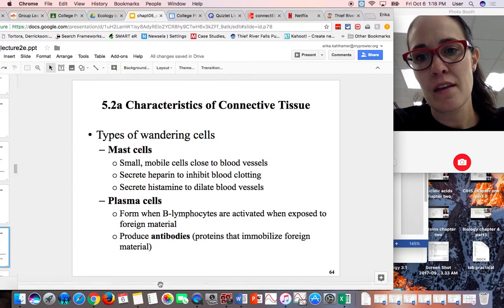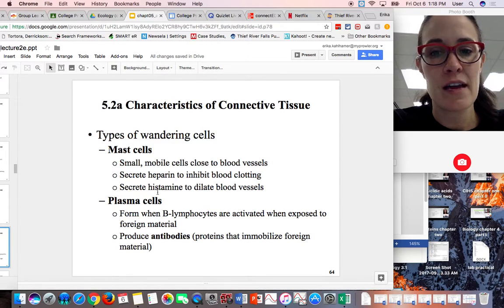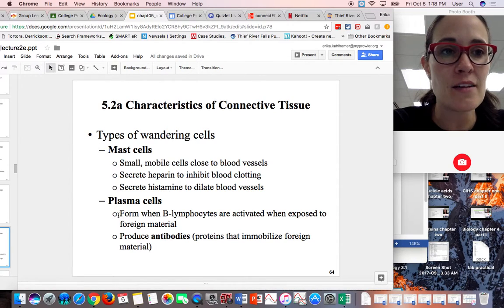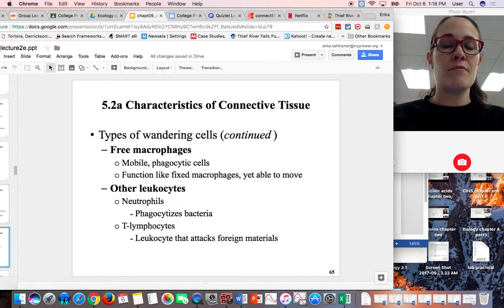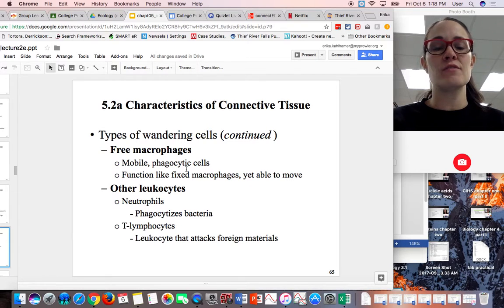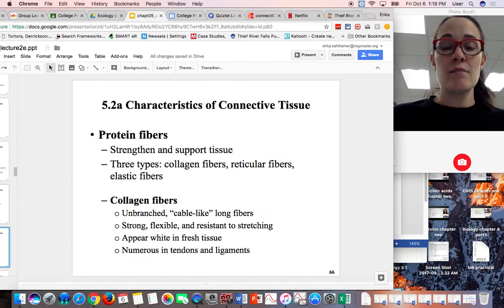Mast cells, the two cool things they do is they secrete heparin, which is a blood thinner, and histamine that dilates blood vessels, involved in the inflammatory response. Plasma cells make antibodies, which are for protection. Free macrophages are phagocytic, mobile. They'll move in and out of tissues, blood vessels. Other leukocytes, neutrophils, also phagocytic. And then T lymphocytes attack. So those are different cells that can be found in connective tissue, and it can vary depending on the type of connective tissue. But they have cells.